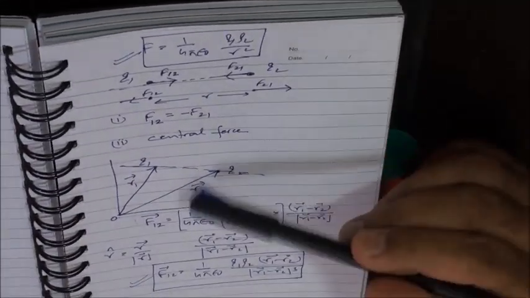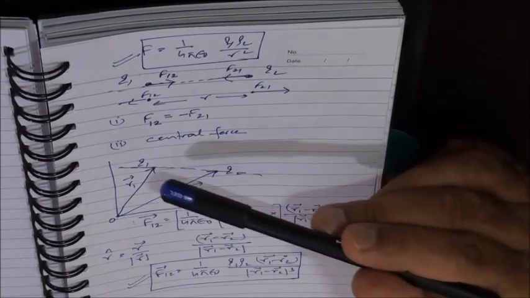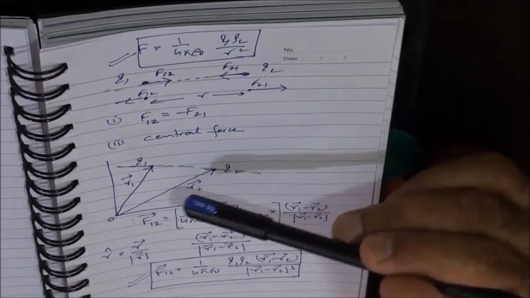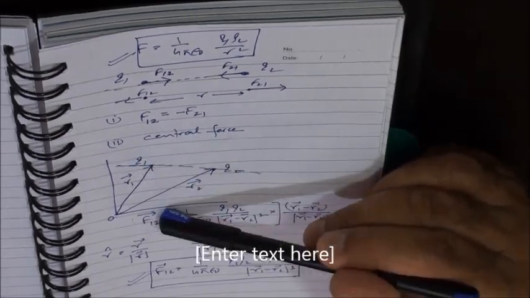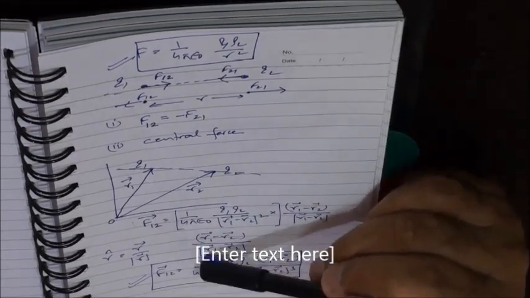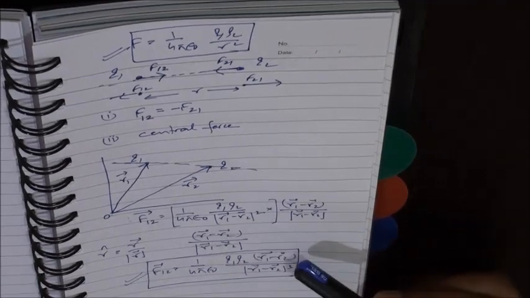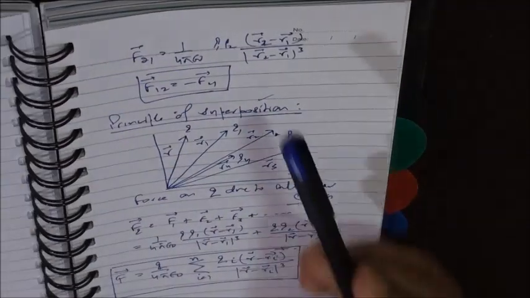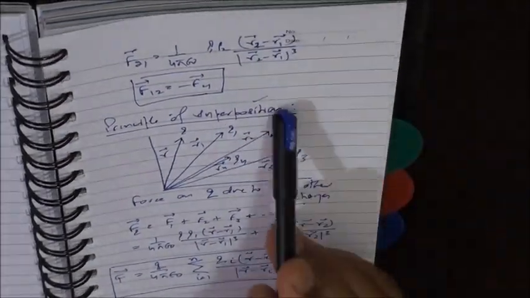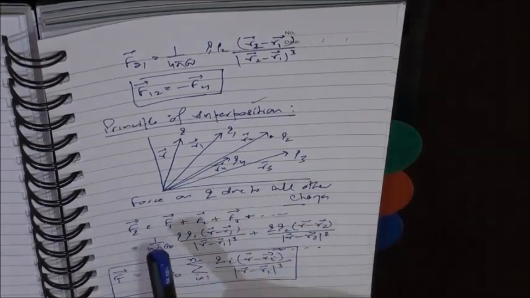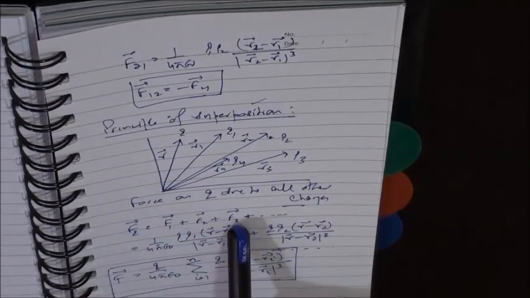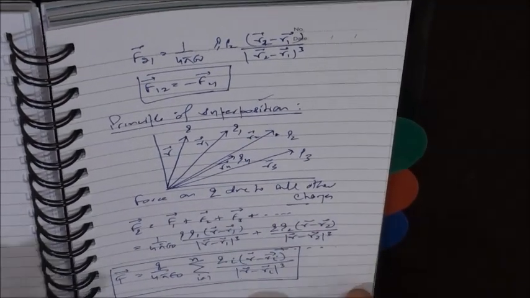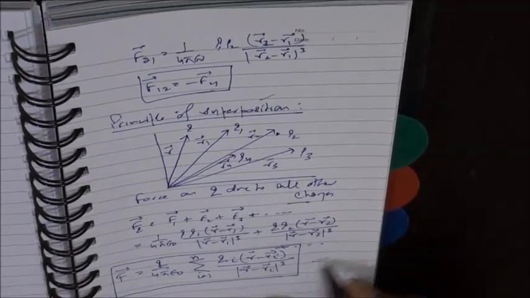Then I told you how to write it in vector form. For q1 with respect to q2, (r1 minus r2) divided by |r1 minus r2| gives the unit vector, multiplied by the magnitude of the force, so it becomes 1 upon 4 pi epsilon naught q1 q2 (r1 minus r2) upon |r1 minus r2| cube, the force on q1 due to q2. The same is the force on 2 due to 1, but opposite in direction. Principle of superposition is just the vector sum. Force on any one charged particle is the vector sum of all the forces on that charged particle because of many other charged particles. That is the principle of superposition.